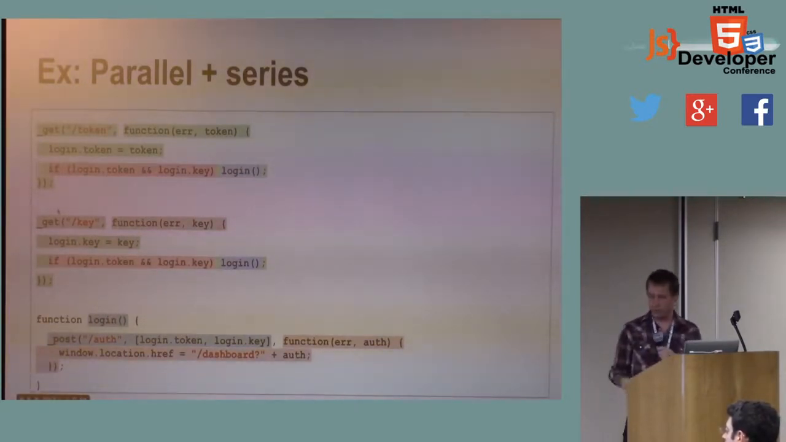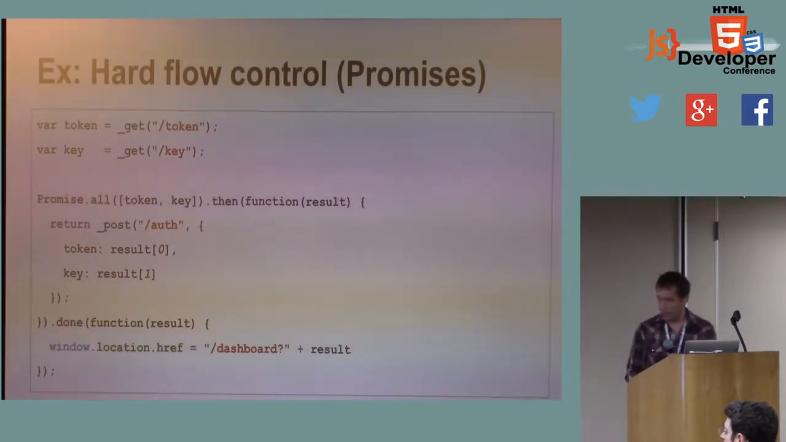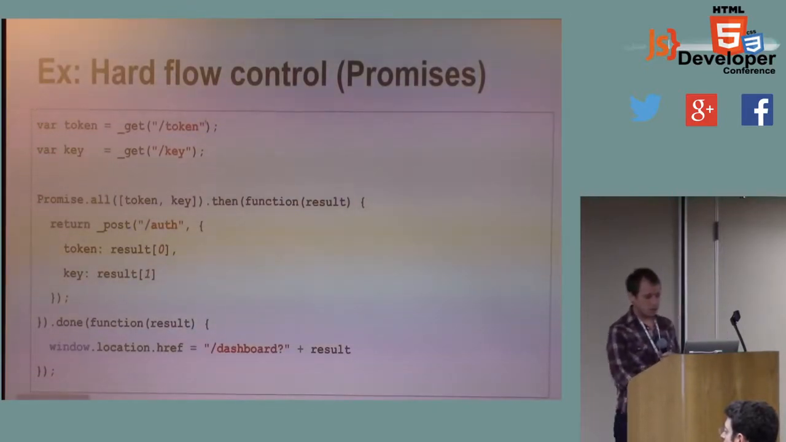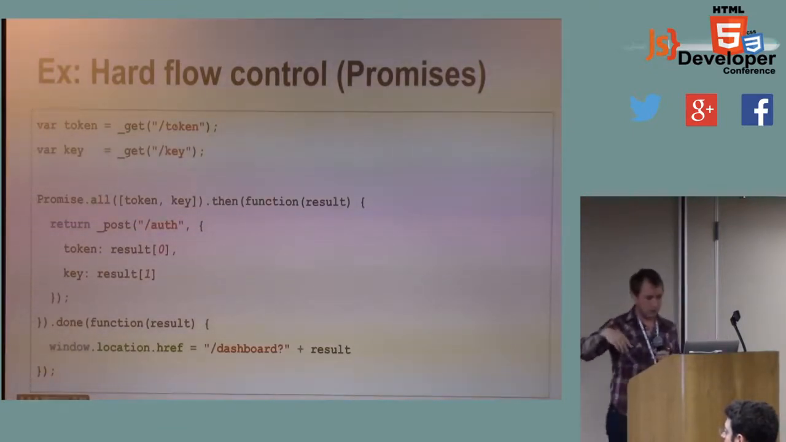We can write some higher order functions to plumb the return value, the token, around, et cetera, but it's a pain in the butt. Promises make it a little bit easier. We're going to do the same thing functionally. We're going to issue an HTTP request for the token and an HTTP request for the key.